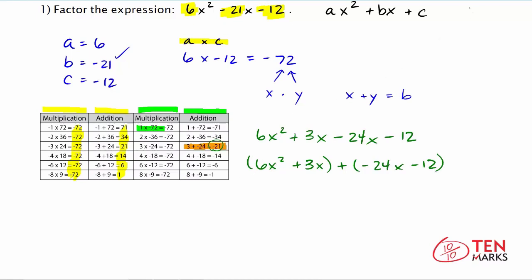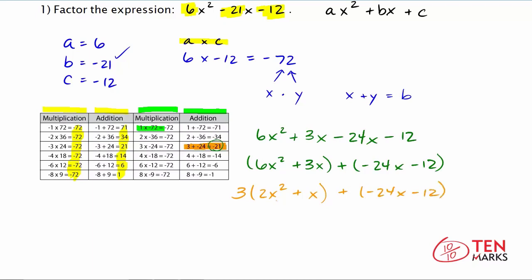So begin by looking at the first pair here. You have 6x squared plus 3x. Now the greatest common factor of 6 and 3 is 3, because 3 times 2 is 6. So let's pull out a 3. When we pull out a 3, we're left with 2x squared plus x. And then you still have the rest. You have negative 24x minus 12.